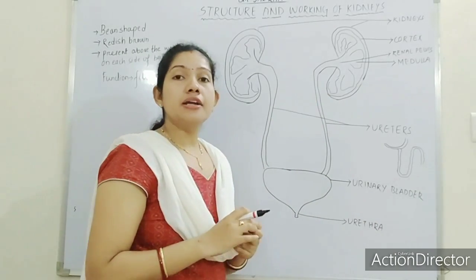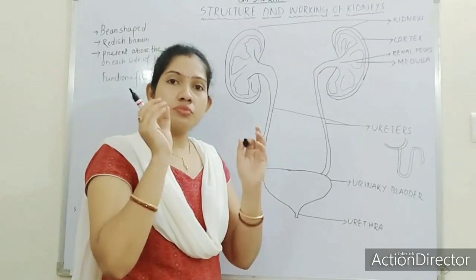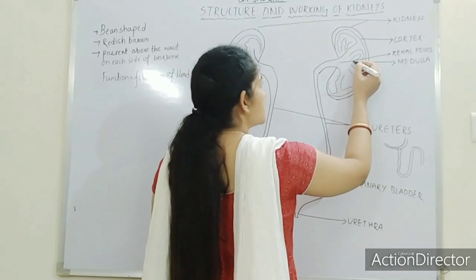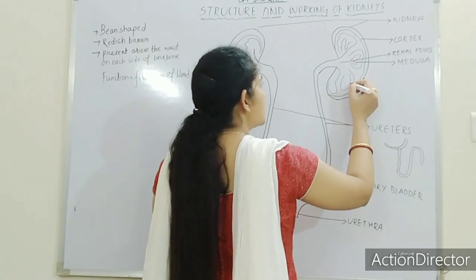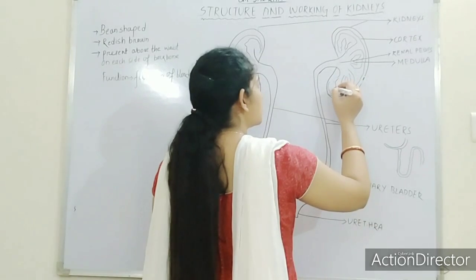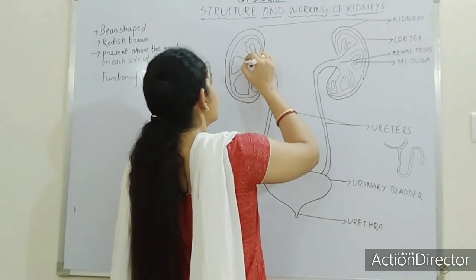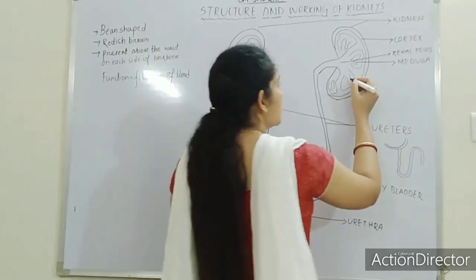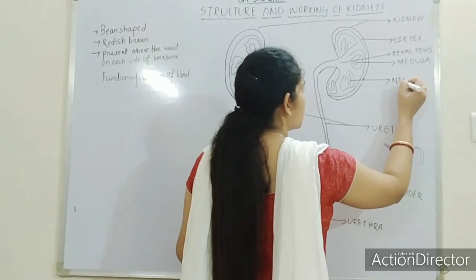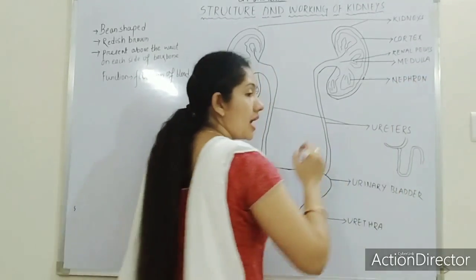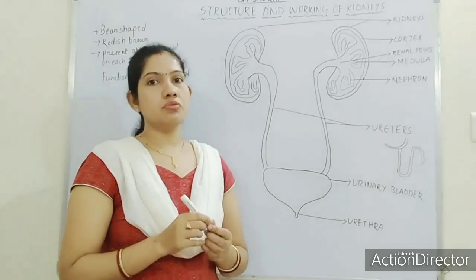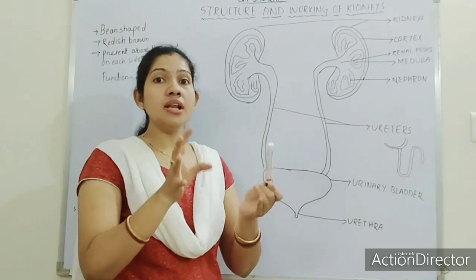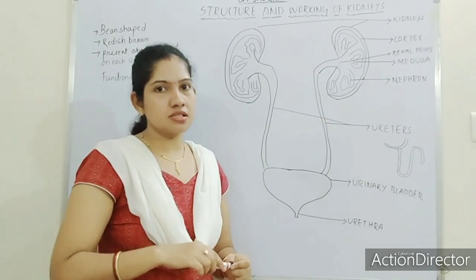Inside the medulla, there are millions of small filtration units called nephrons. I'm not doing the detailed structure of the nephron, as you will have it in your higher class. So here we can write nephron. Nephrons are the small filtration units. Just as we use filter paper to filter, nephrons will filter blood. How it will filter, we will discuss in the function.